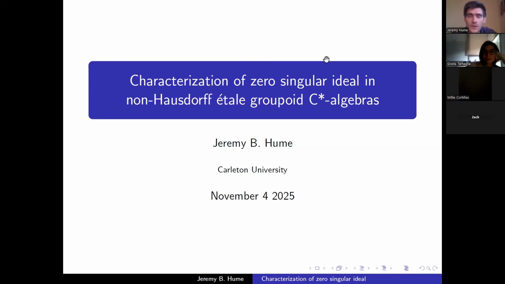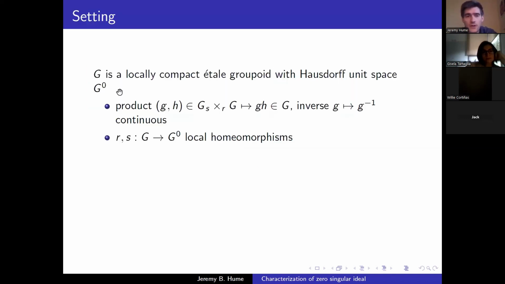My talk will be on non-Hausdorff étale groupoids. So let me just start off with recalling the definitions and notation.